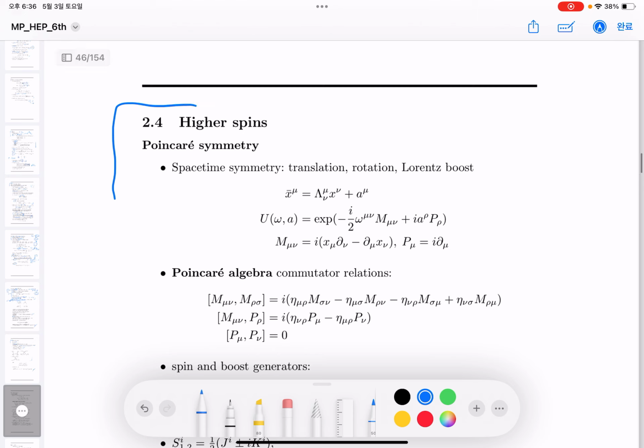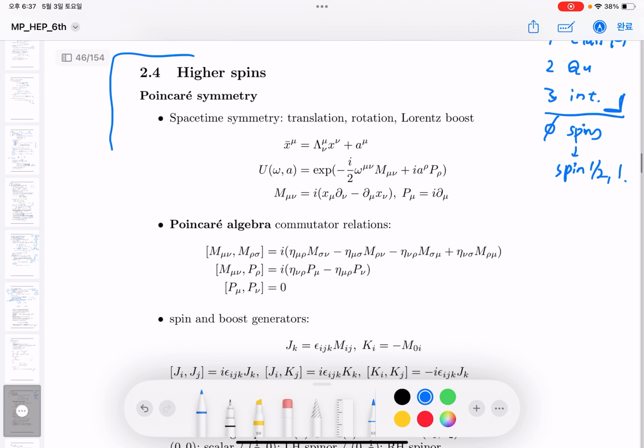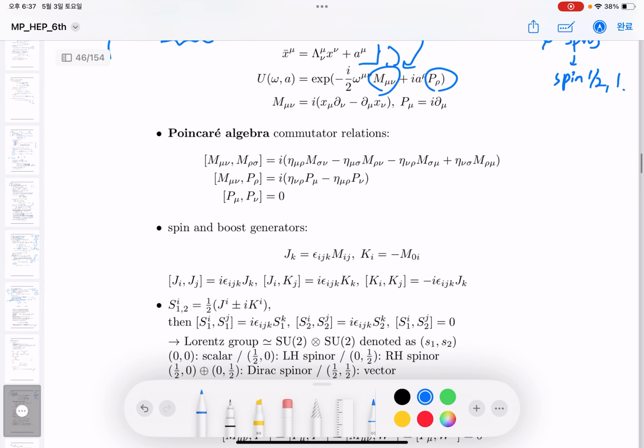So far we discussed first the classical field theory, second the quantization of this, and third the interacting theory, but this was all for the scalar field, spin zero. So now I want to develop spin 1/2 and spin 1, the higher spins. Such higher spins arise from the Poincare symmetry, which is a space-time symmetry including translation, rotation, and the Lorentz boost of space-time. This is given in such a form, and the generators satisfy the following commutation relations, the so-called Poincare algebra.